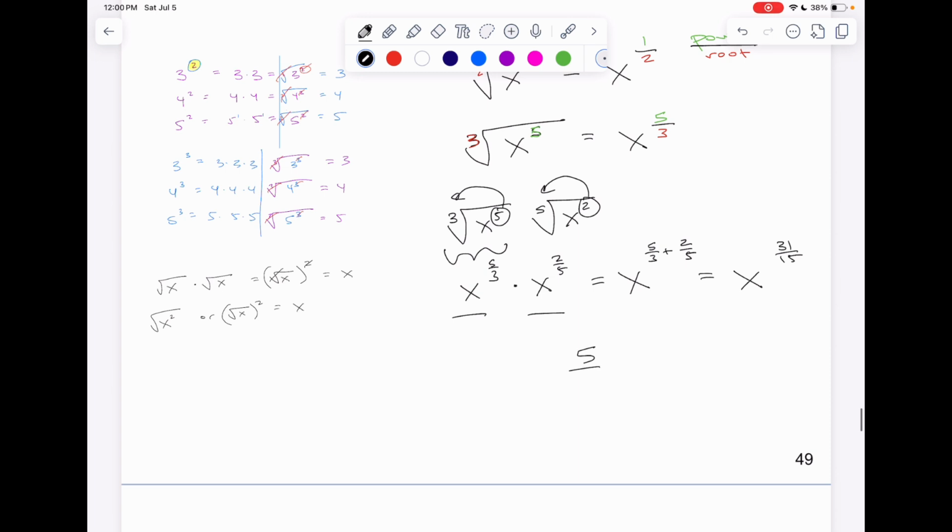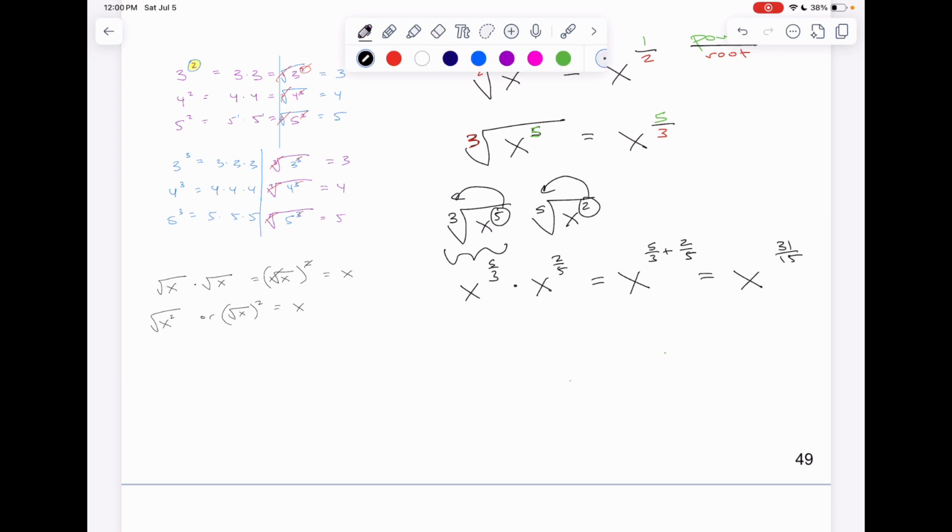If anybody was wondering how I did that, I'll show you really fast. We have 5 over 3 plus 2 over 5. Our common denominator will be 15. So if that's a 5, multiply the top by 5, that's a 3, multiply the top by 3. So the numerator will end up being 25 plus 6, or 31. So 31 over 15. Anyways, we did that really, really fast just by converting it to exponents.